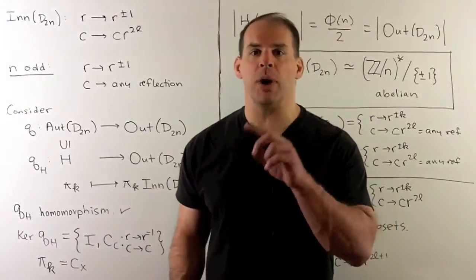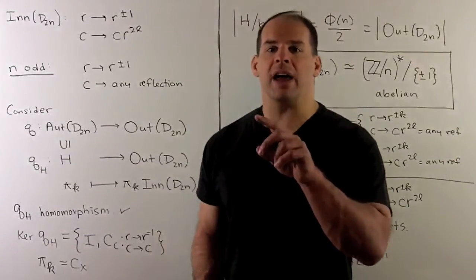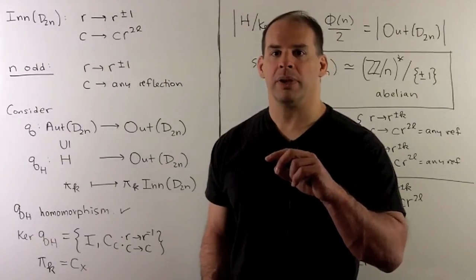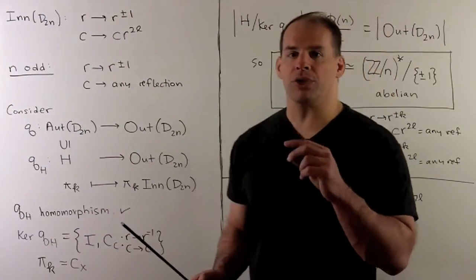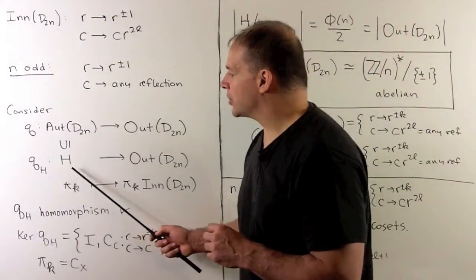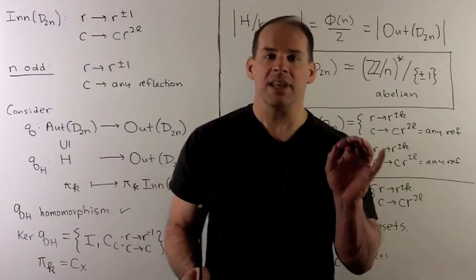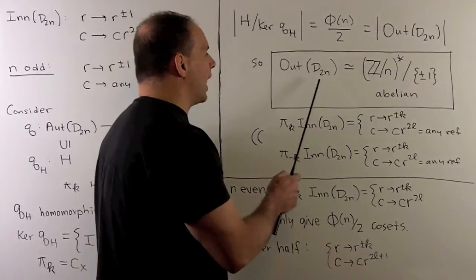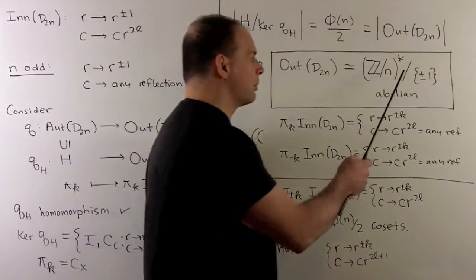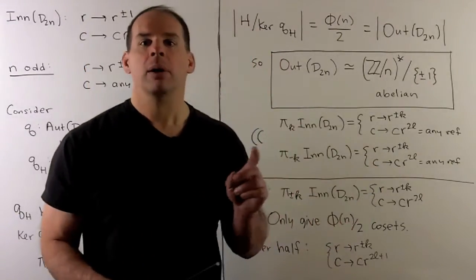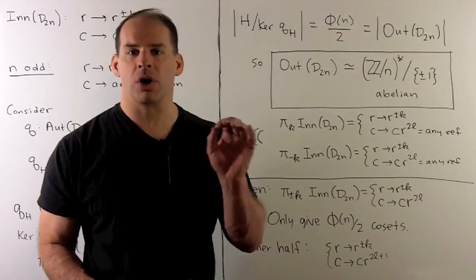That means this kernel has two elements. And if I take H mod this kernel, we have phi n over 2 cosets. Now note, the number of elements of Out(D2n) is phi n over 2. This set's going to carry over to a subgroup, so it hits everything. So that says Out(D2n) is isomorphic to Z mod n star, modded out by the subgroup plus minus 1. Okay, note there, plus 1 corresponds to R going to R, minus 1 corresponds to R going to R inverse.